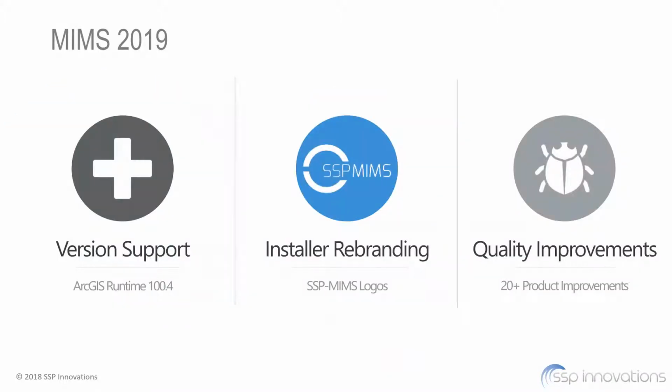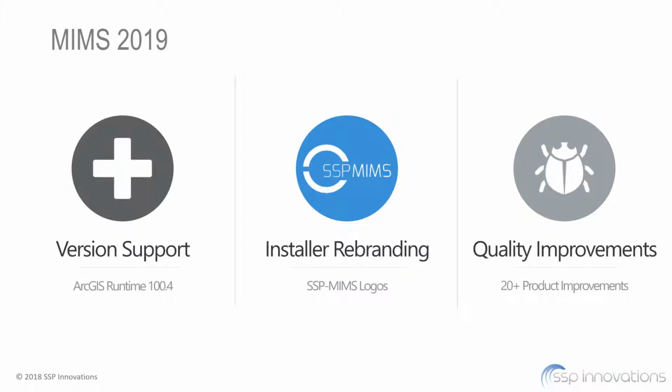So let's start with overall what was new in MIMS. First is ArcGIS Runtime 100.4 support. SSP strives to support current Esri versions to make sure that our customers have access to the latest functionality and bug fixes that the platform itself provides. So this is always a very essential endeavor. And rest assured, we are currently in the process of evaluating ArcGIS Runtime 100.5, which was just released last week. This might provide some of the additional functionality that some of our customers were waiting on. So we'll have more information in the coming months on that.